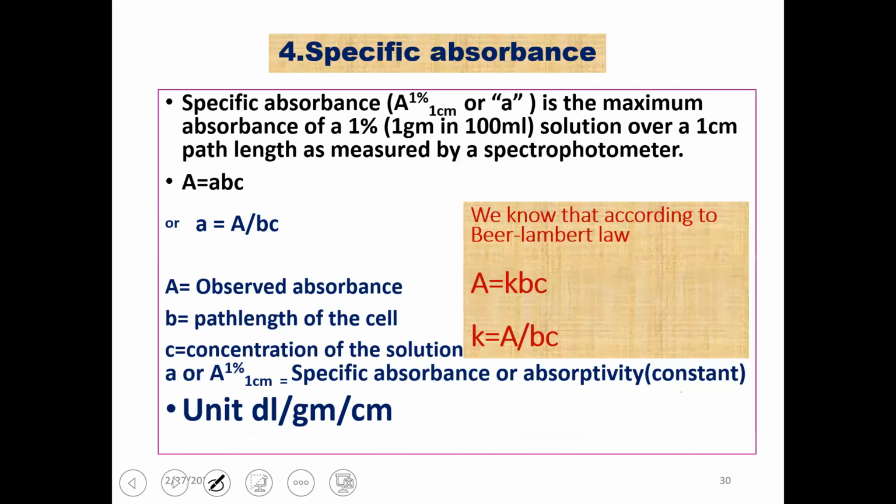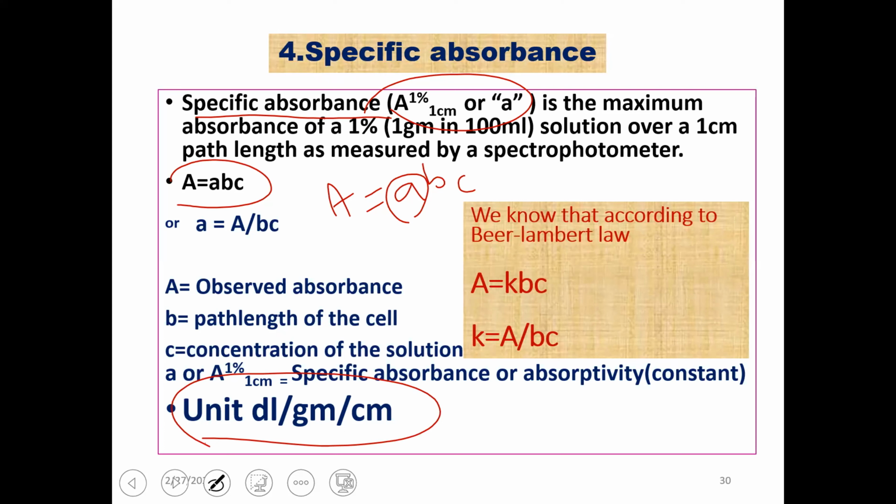And the next phenomenon is a very important one, which is a constant value, which you can even find in methods that are available in pharmacopoeias, where we use standard absorptivity, otherwise called specific absorbance value, which is represented as A 1% 1 centimeter or small a. Any of the ways you can express this. And the formula to calculate this small a, you know this equation from Beer-Lambert's law, A is equal to abc. So you can calculate small a as A by bc. And the unit of specific absorbance is deciliters per gram per centimeter.